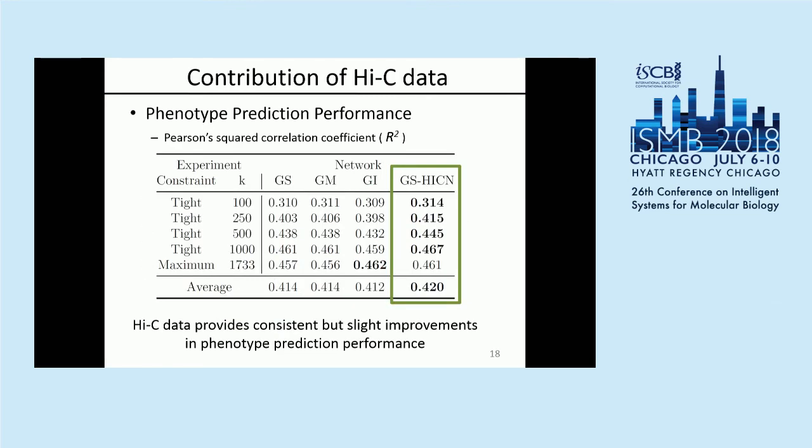And we have evaluated the contribution of the Hi-C data in phenotype prediction performance. This table shows the Pearson squared correlation coefficient values for different cardinality constraint experiments and for different networks. The best performing network for each experiment is shown with bold text here. And the GS-ICN network is better than all other networks on average in 4 out of 5 cases. So the Hi-C data provides consistent but slight improvements in phenotype prediction performance.